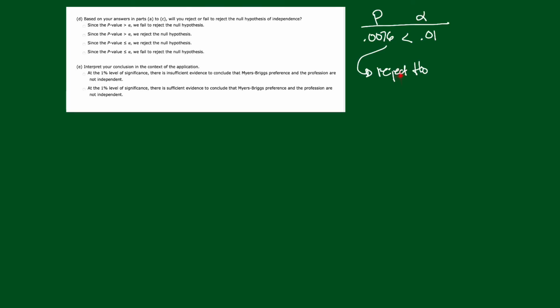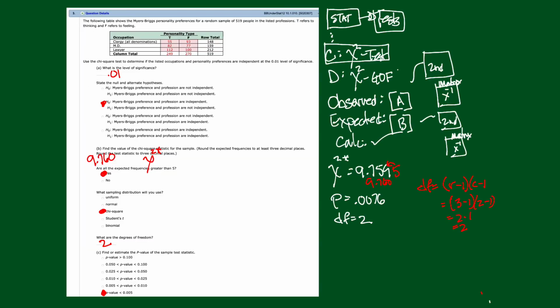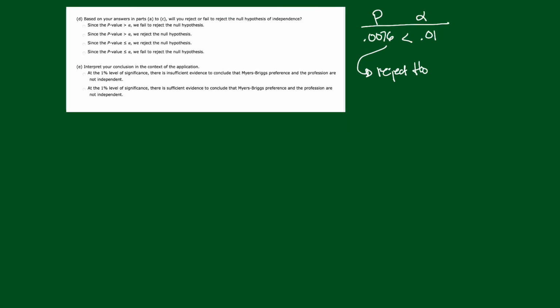Now, if I reject, what is it that we're doing? Let's go back to the previous page and look at H0. What was H0? That the preferences and profession are independent. So we're rejecting this. We're going to reject that they're independent and say that they are not independent. Let's go back. Which one of these are we going to run here? Well, first of all, since P is not greater than alpha, it's not this one. Since P is less than alpha, we reject the null hypothesis. Yes, that's what we're doing.